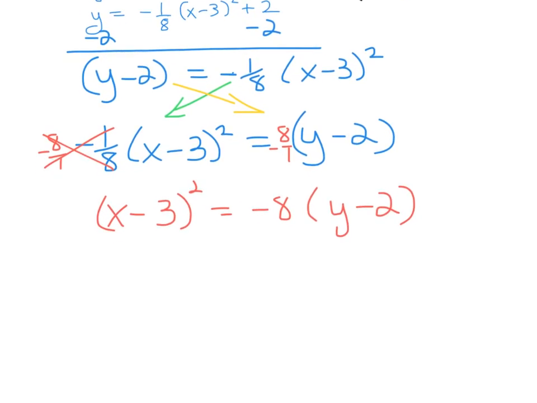I can now pull out the center. So my center is at the ordered pair 3, 2. Actually no, this isn't my center, this is my vertex. Sorry, this is the vertex, because it's a parabola. This is the vertex. I now need to find another point so I can graph my parabola.